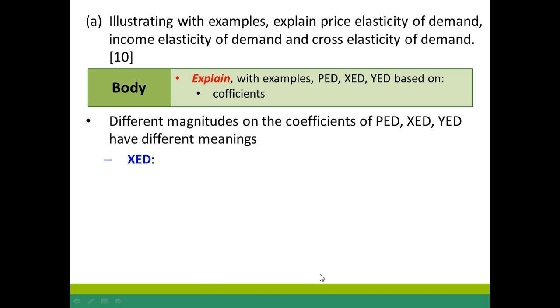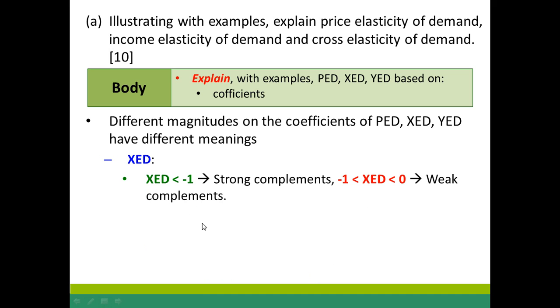Okay. For XED, if the number is smaller than -1, then they are strong complements, meaning they are very good complements of each other. You cannot consume one good without consuming the other good. Okay, so the classic example would be tennis racket and tennis ball. Okay, so if the value of XED is from 0 to -1, we say that these are weak complements. Okay.